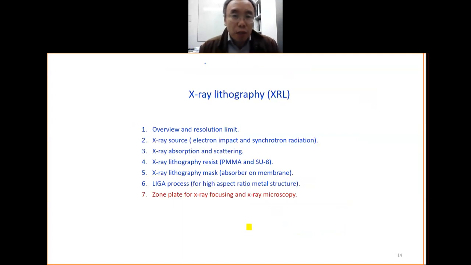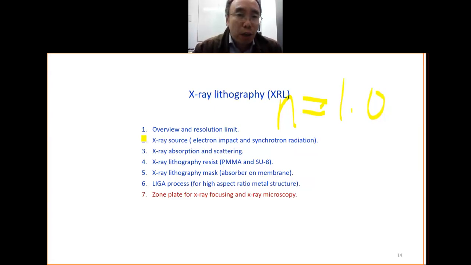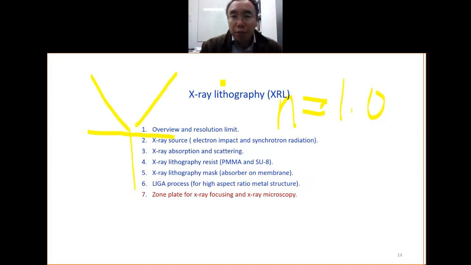So now let's look at accurate optics. We know that for the accurate, the wavelength, the refractive index is almost equal to 1.0. Normally for visible light, if we have the interface, with the light coming in, there may be diffraction and reflection. But for the X-ray, this will not happen because n is almost equal to 1. So there will be no reflection. There is also no reflection.